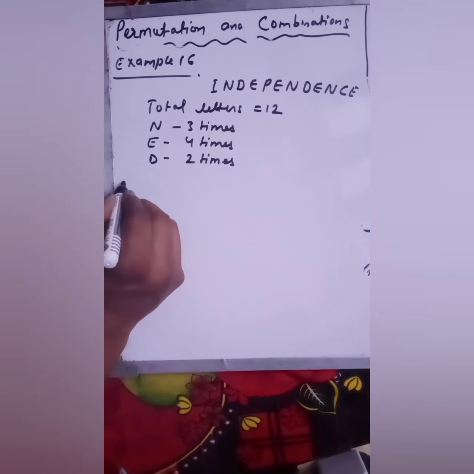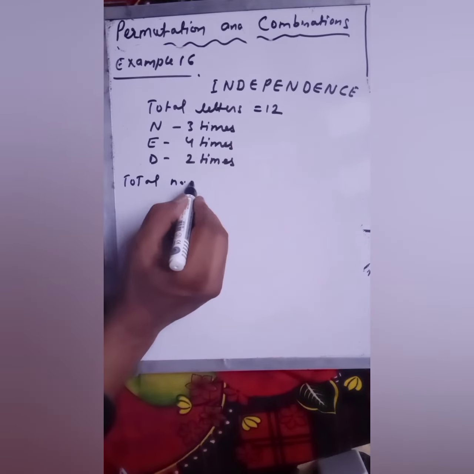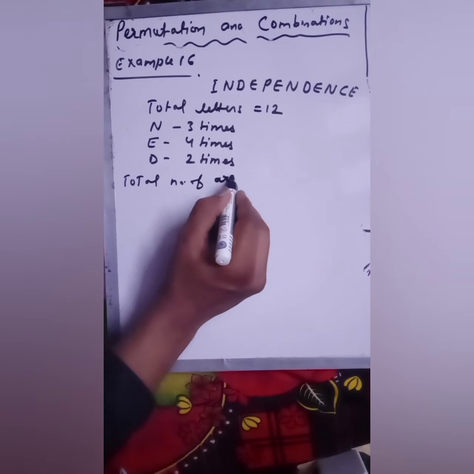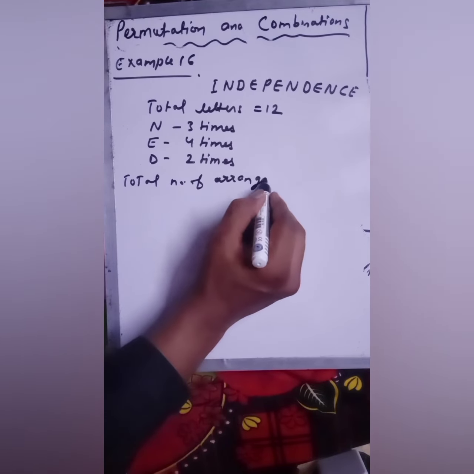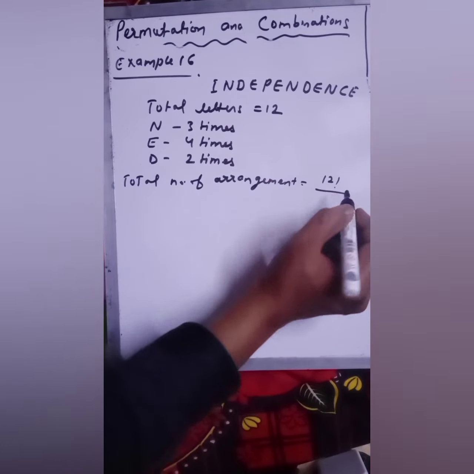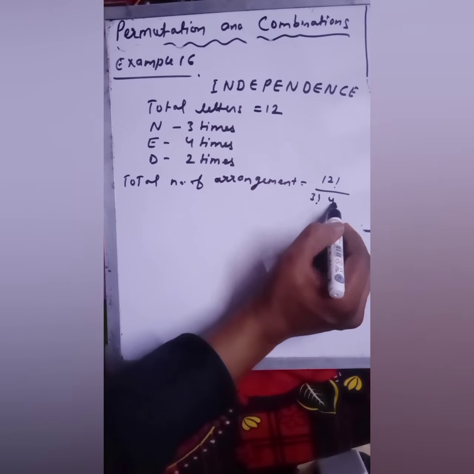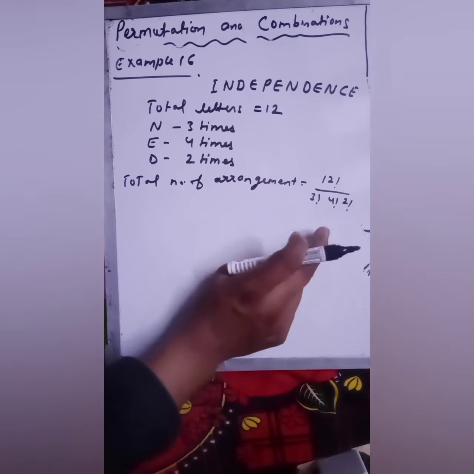So the total number of arrangements would be 12 factorial over the repeating part. You have to write in the denominator 3 factorial, 4 factorial, and 2 factorial.